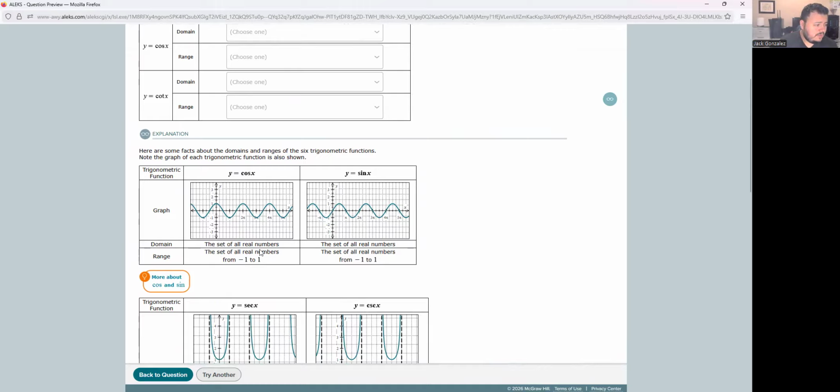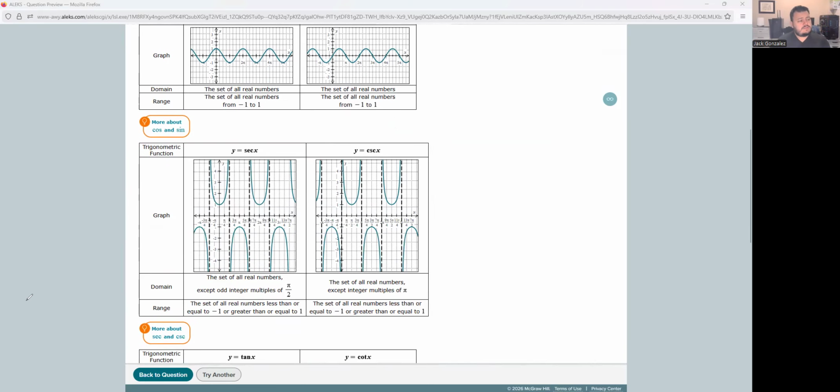Cosine can accept any angle, and it's all real numbers. It goes on forever. Notice how there's no gaps, but it does have a high point and a low point for your range. So the range will always be between here and here, hence the -1 to 1. Sine will be the same, it just has a different starting point. So they look very similar.